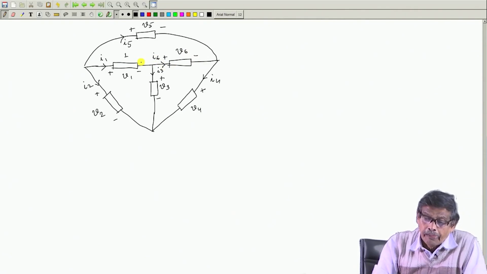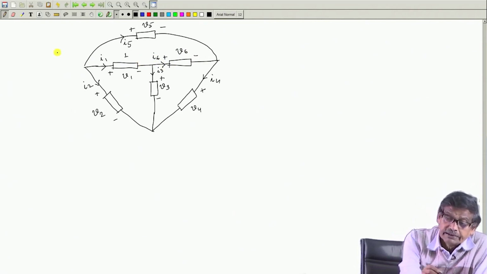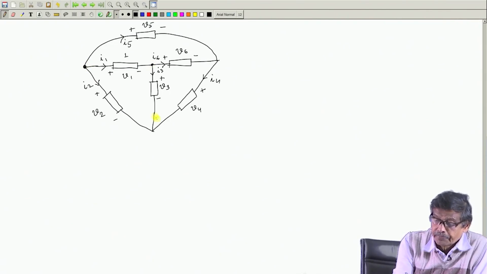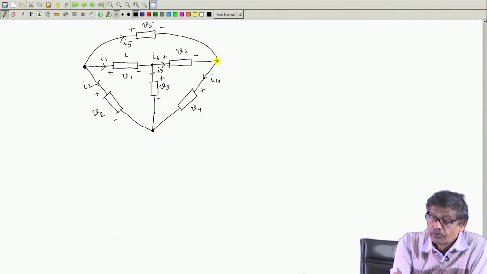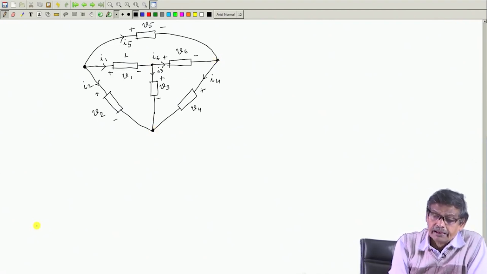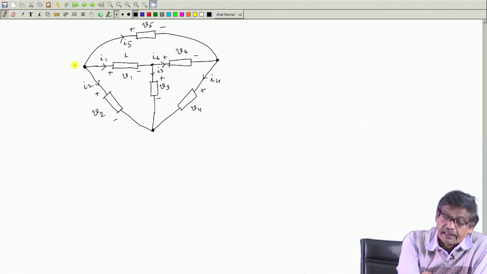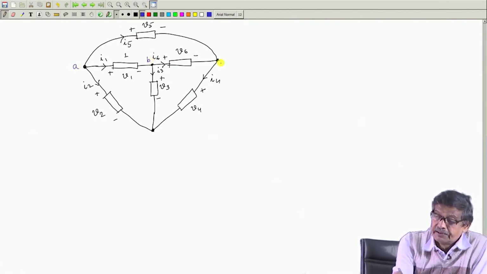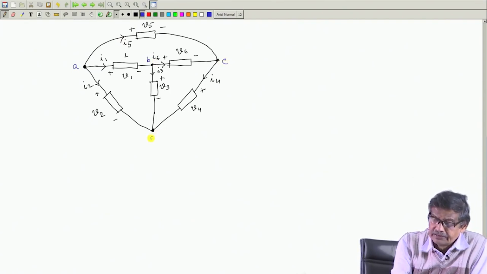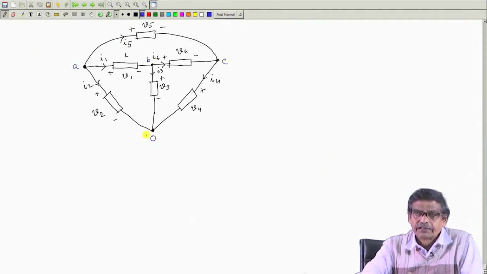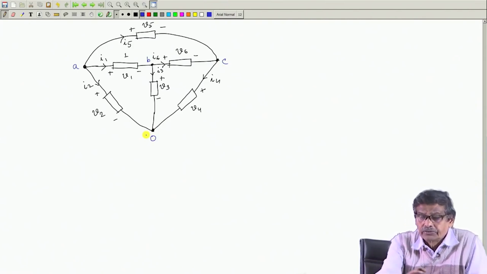Is it not? How many nodes are there in the circuit? 1, 2, 3 and 4, and let me name the nodes as A, B, C, and let this node be called O, say reference node, with respect to that I will calculate all the voltages. So, have you understood this thing?